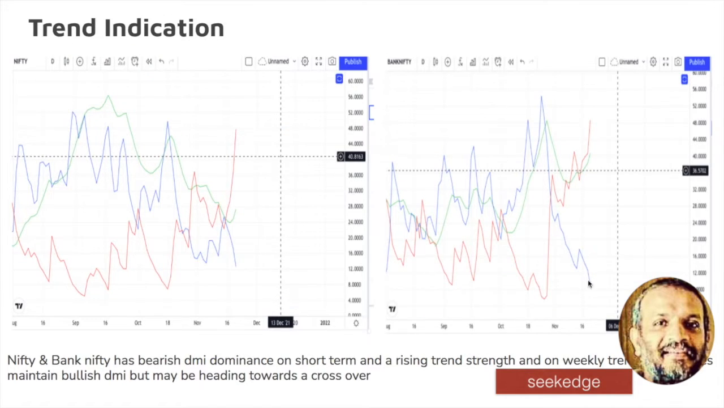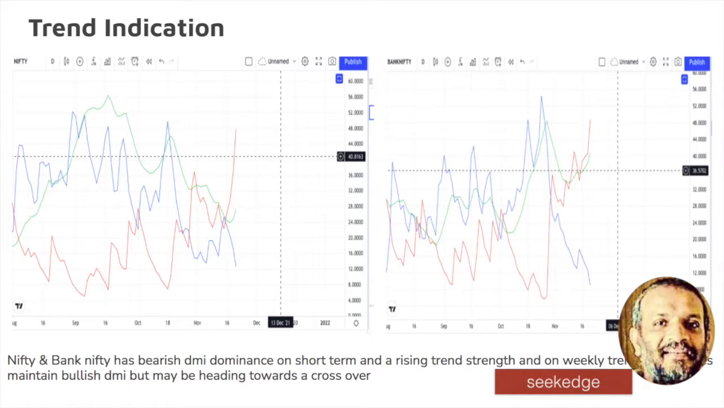Trend indicators are showing that the trend at DMI is negative, Nifty and Bank Nifty. Short-term trend is bearish, and it is rising also. The bearishness is increasing, which is what the green line indicates. Both in Nifty and Bank Nifty, the bearish trend is increasing, right?